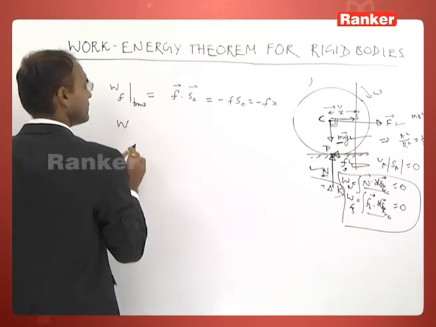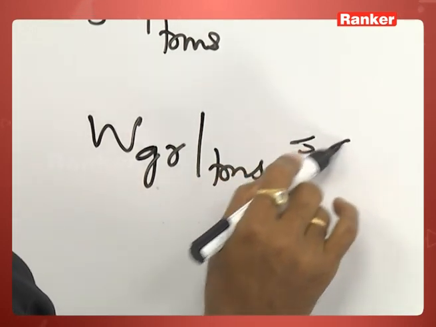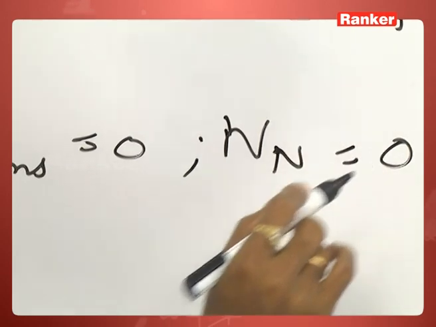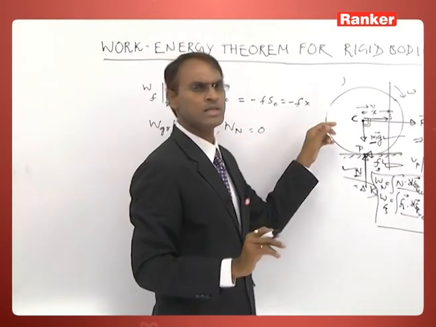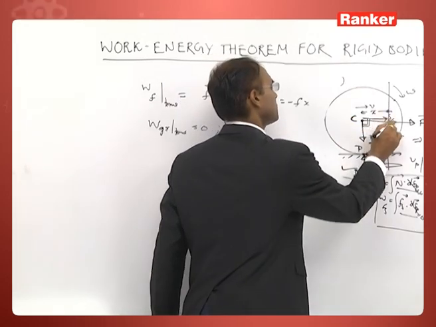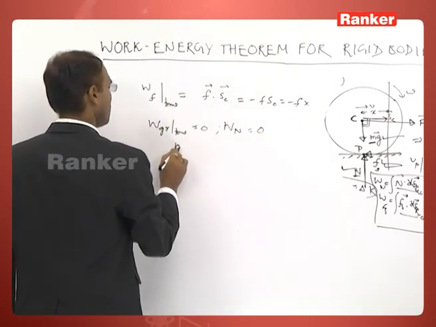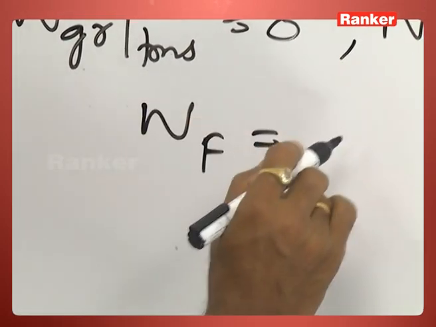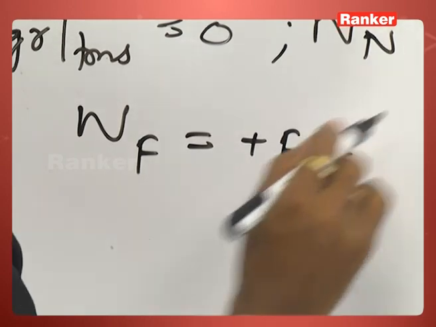Work done by gravity in translation is 0. Work done by normal reaction for translation is 0, because gravitational force and normal reaction are both perpendicular to the displacement of the center of mass, x. Now we have the work done by the external force, the applied force F, which we calculated as plus Fx.